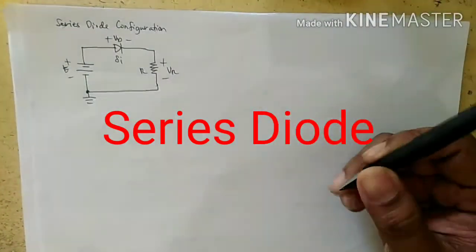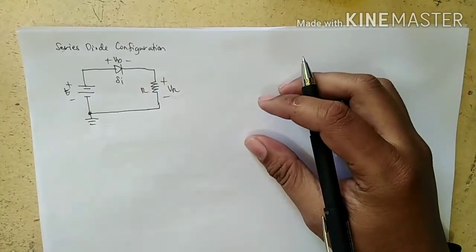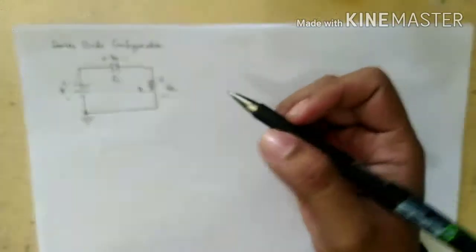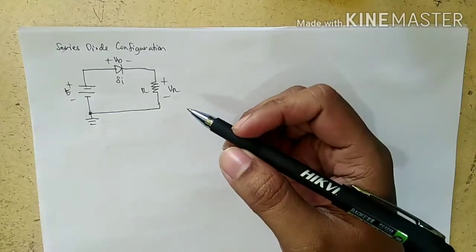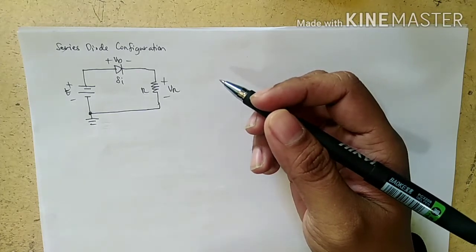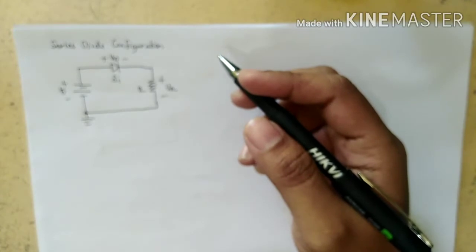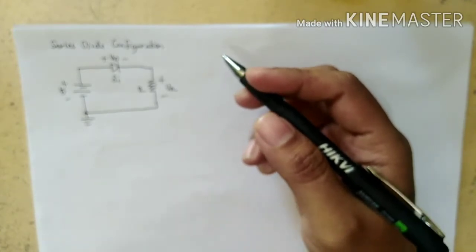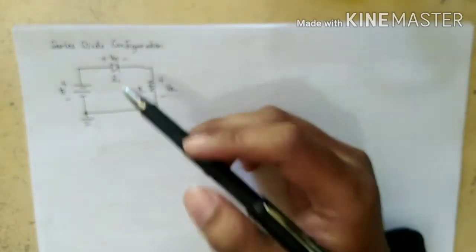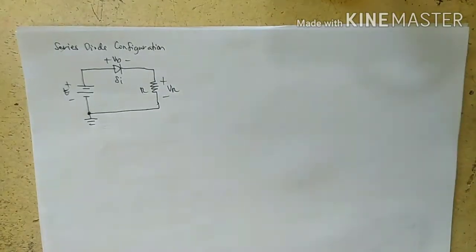Okay, let's discuss the series diode configuration. If you remember in our past discussion, there are three commonly used semiconductor diodes. The first one is silicon, the second one is germanium, the third one is GaAs. Silicon has a voltage drop of 0.7, germanium has 0.3, and GaAs has 1.2 volts. In this discussion, we will discuss how the diode operates in series.